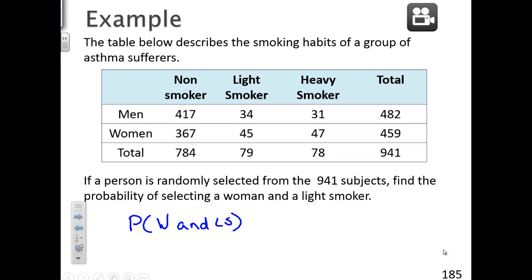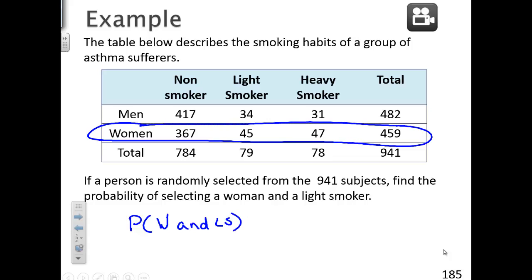So let's look at our women category. There's the row with women. Here's the column with light smokers. How many of those are women and light smokers? Well, that would be the 45 in the middle. Now it says we have 941 total subjects, so we're going to put the 941 on bottom and the 45 goes on top. That's how many women and light smokers we have.